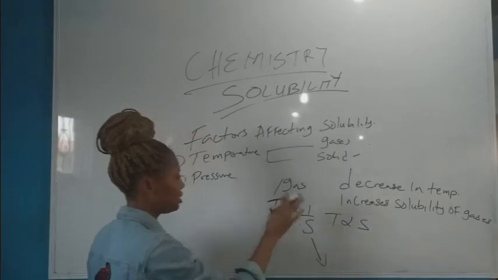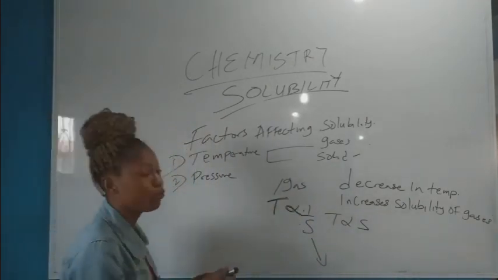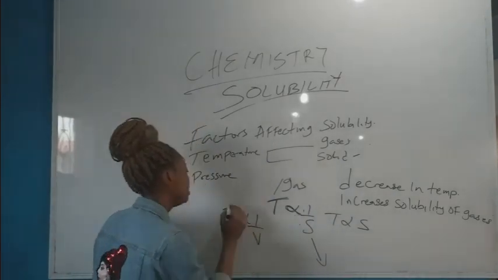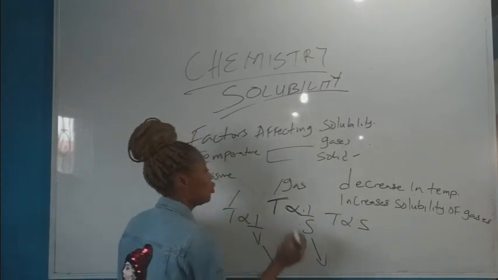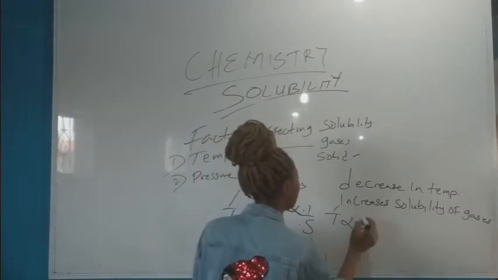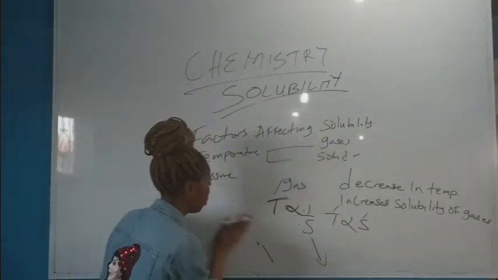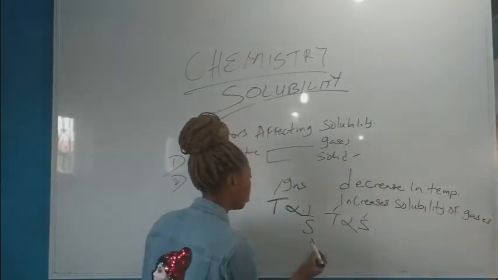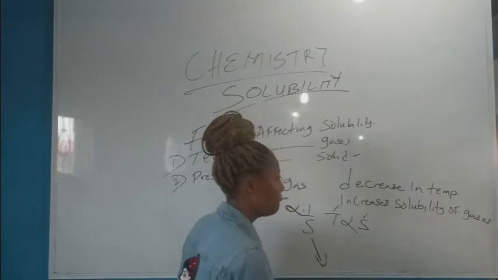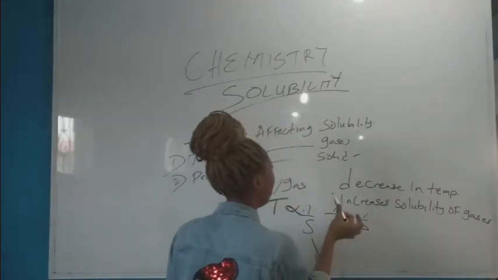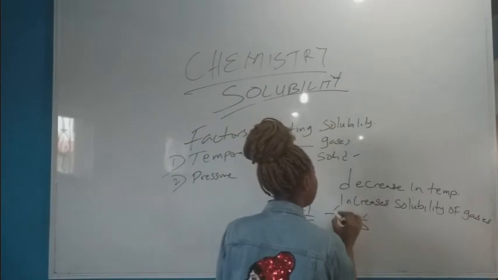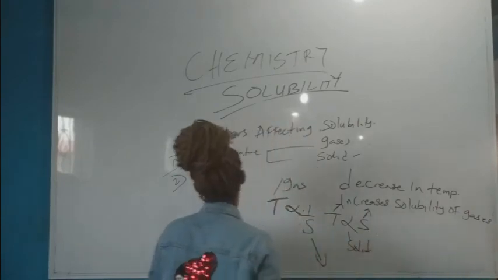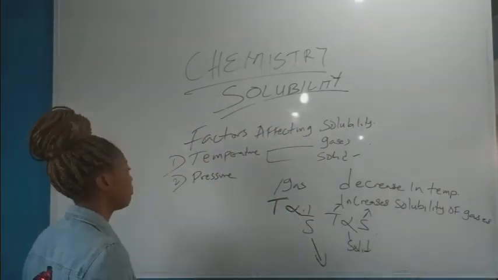Please note this for your physics, it will help you a lot. When anything is inversely proportional, it means this one is increasing, this one is reducing. When anything is directly proportional, it means both are increasing at the same time. So this one is definitely for gases. When there is an increase in temperature, there is a decrease in solubility. And for solids, when there is an increase in temperature, there will be an increase in solubility. So that is all. And pressure also affects solubility.